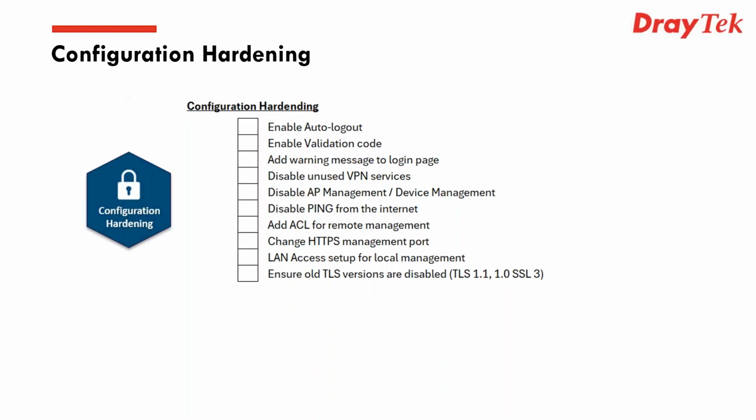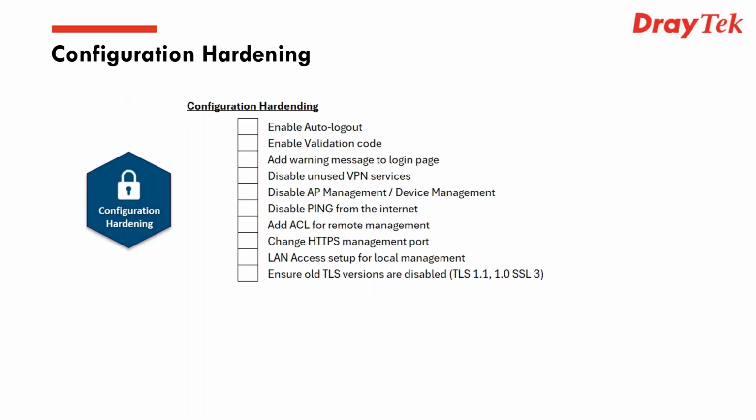Disabling unused VPN services is really important, and disabling any AP management or device management stuff is a good practice, because the routers can manage APs and switches, but if you're not using that functionality, then it's a good idea to disable that by default. Then we've got disabling ping from the internet, adding an access control list for remote management, and changing the HTTPS management port is also a good idea on the checklist. It doesn't necessarily give you additional security, but you can bypass some scans, even though it's not that difficult to detect what ports things are on. It adds an additional step for someone.